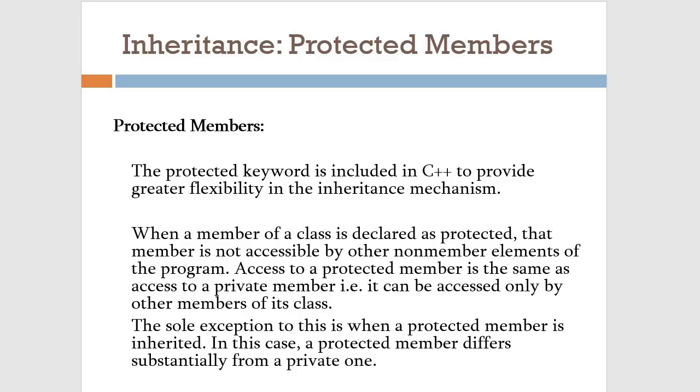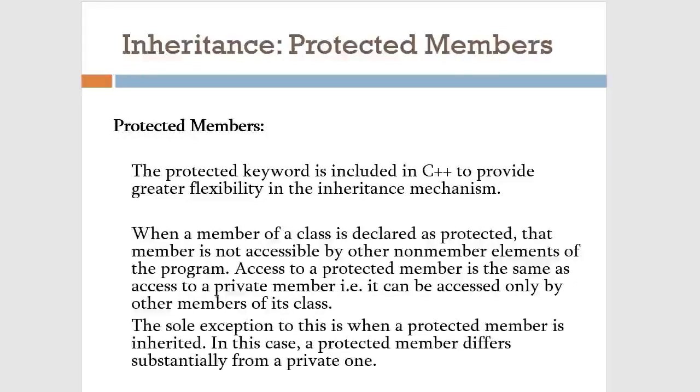The protected keyword is included in C++ to provide greater flexibility in the inheritance mechanism. That means when you use the protected keyword, it provides a different meaning when you use the inheritance mechanism, or derive one class from another class. When a member of a class is declared as protected, that member is not accessible by other non-member elements of the program. Access to a protected member is the same as access to a private member. That is, it can be accessed only by the other members of its class.